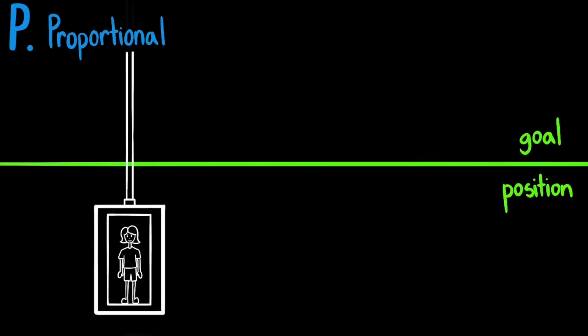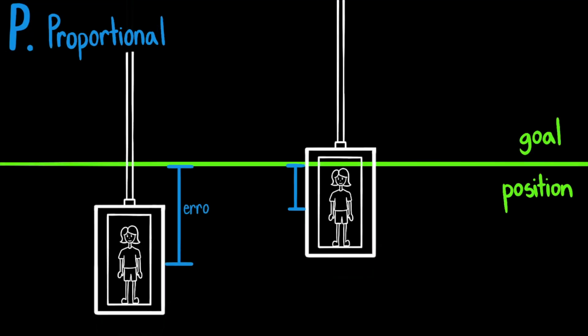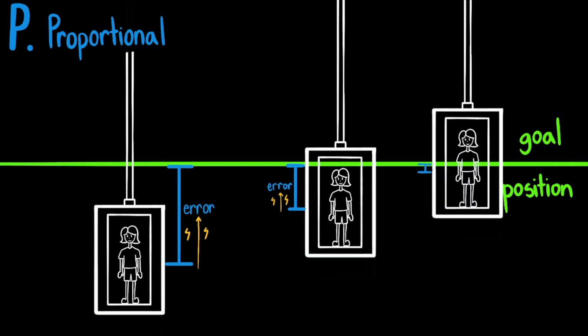First, we add a value that is proportional to the error of our position. The error is the difference between the goal position and our current position. This will decrease the voltage as we get closer to our goal. This allows for the elevator to start slowing down when we get closer. However, this isn't perfect and we will still overshoot our goal.